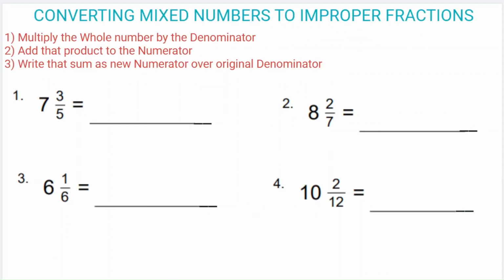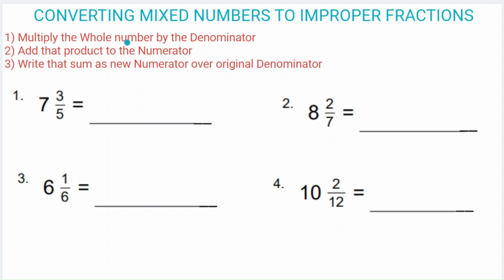Now let's understand how to convert mixed numbers to improper fractions. We have to follow certain steps to do that. So let's take the first one. 7 3 over 5. 7 is a whole number, 3/5 is a proper fraction, so 7 3 over 5 is a mixed number. Let's see how to convert it into improper fraction. We need to go step by step.